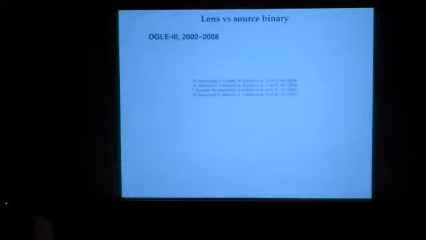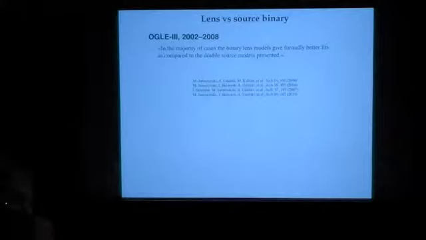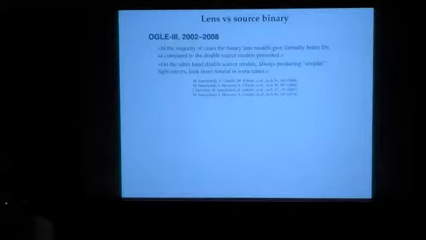For the OGLE-3 data collected between 2002 and 2008, Jaroszynski and Skowron made some interesting observations with regard to binarity of lenses and sources. Namely, they found that in the majority of cases, the binary lens models give formally better fits as compared to the double source models presented, where formally better translates to fits with lower chi-square. On the other hand, double source models, always producing simpler light curves, look more natural in some cases.